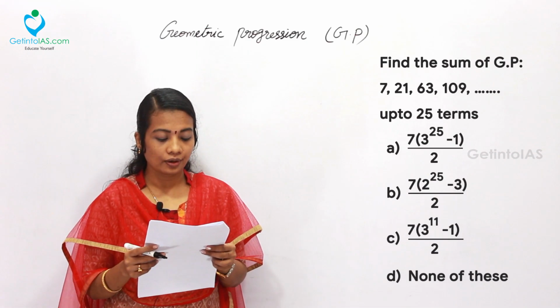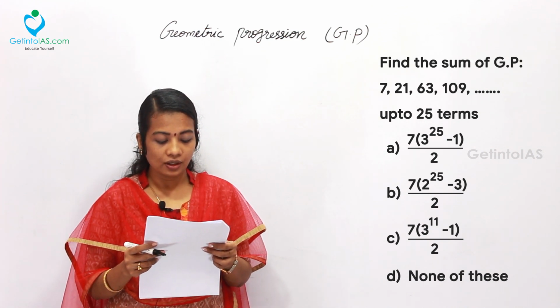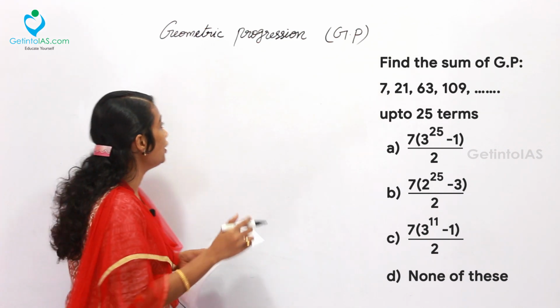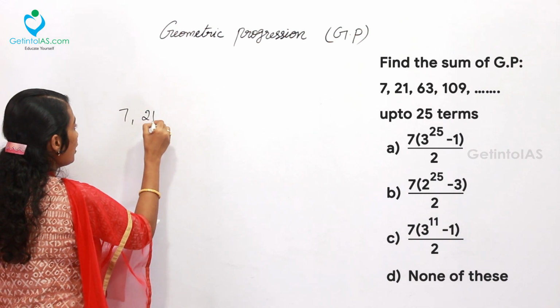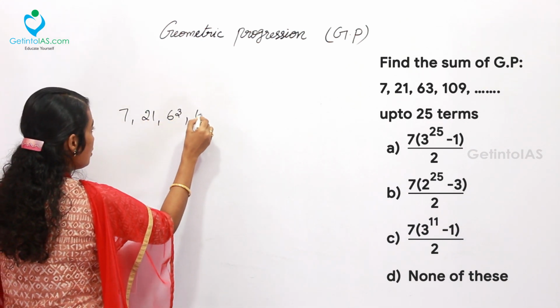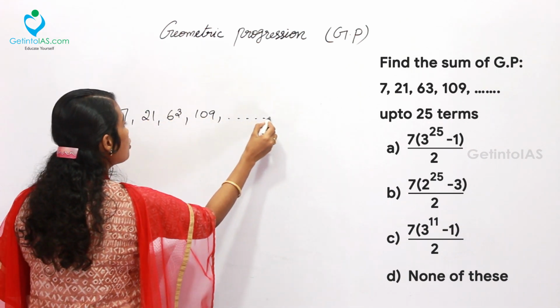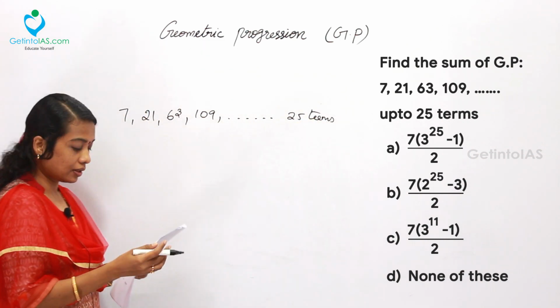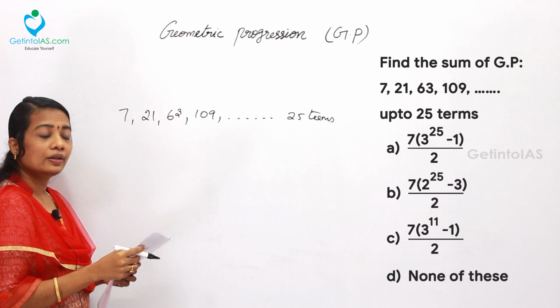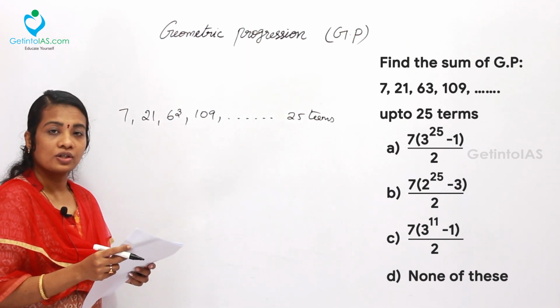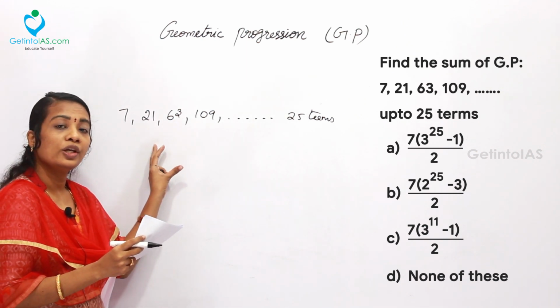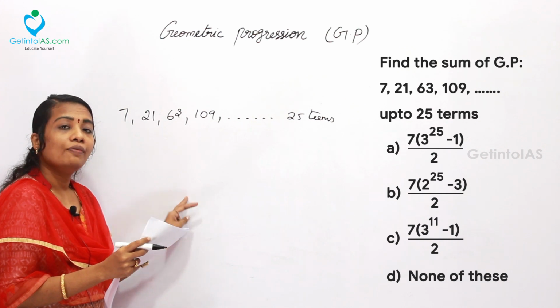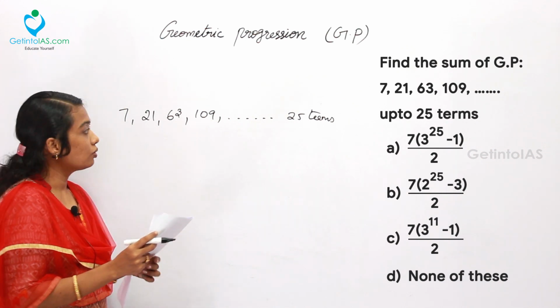The next question: find the sum of the GP 7, 21, 63, 109 up to 25 terms. This is what the question is asking. Looking at all the options there, you need to just solve a few more steps to go. So let's solve it.